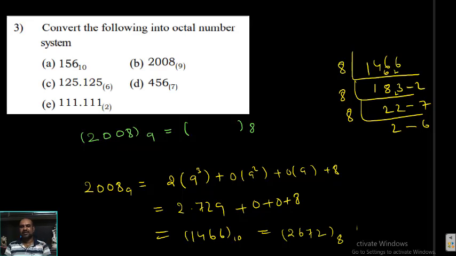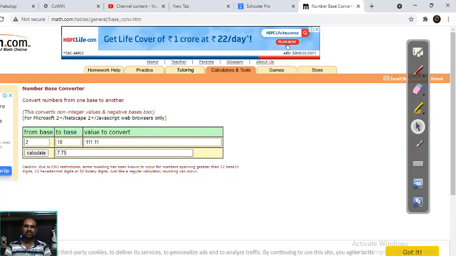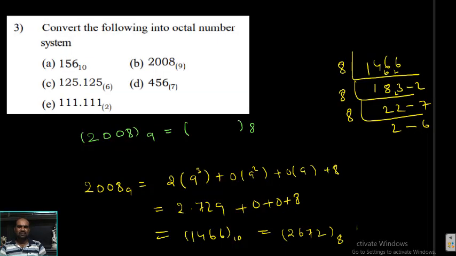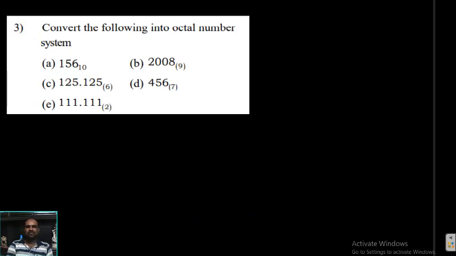Okay, so 9 to 8 I will show you. 2008 base 9 to base 8. See what you got? 2672. Now which one is better one? So I want to explain.